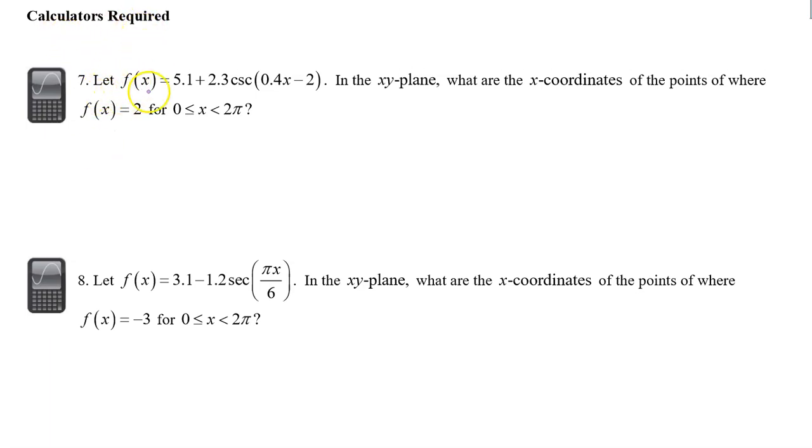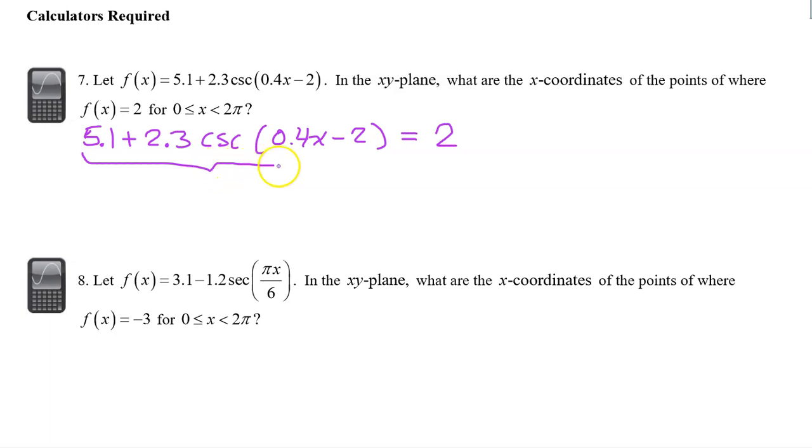Number 7, let f of x equal 5.1 plus 2.3 cosecant of 0.4x minus 2. In the xy plane, what are the x-coordinates of the points where f of x is equal to 2 between 0 and 2 pi? So we need to set f of x equal to 2 and solve, but we can easily do this on the graphing calculator by entering the left side of the equation as y1 and entering the right side of the equation as y2. The solution will be the intersection point between these two curves.